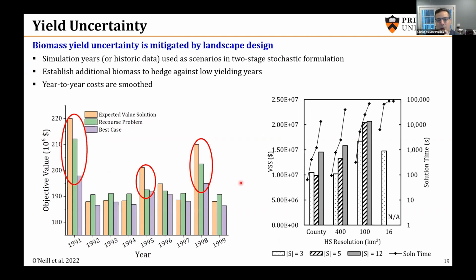I'll focus on the right pane here. This is the solution time as we increase granularity from left to right, from the county level to 16 square kilometer cells. At the same time, the color of the bars indicates the number of scenarios. We increase the number of scenarios. So we cannot solve these problems.